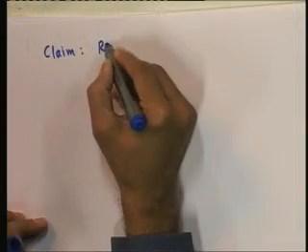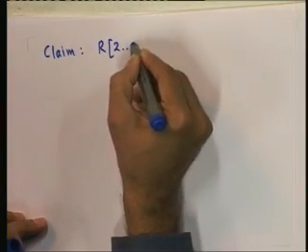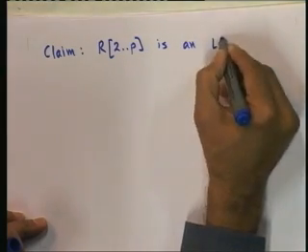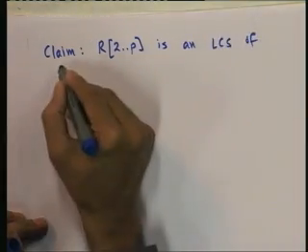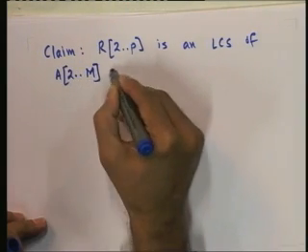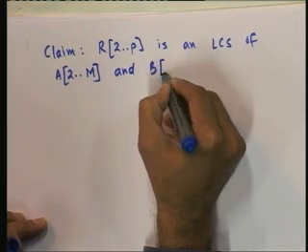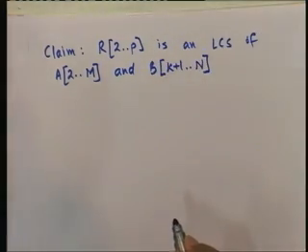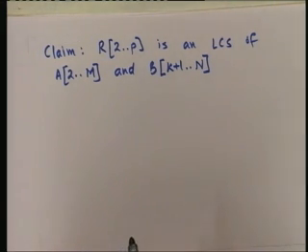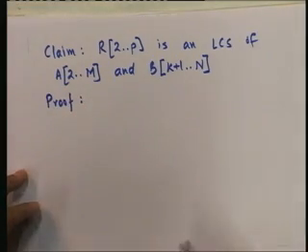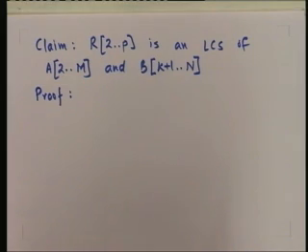My claim is R2 through P is an LCS of A2 through M and B K plus 1 through N, where K is, as we defined a minute ago, the index of the first occurrence of A1 inside B. Turns out that this claim is true, and the proof is not terribly hard either. The proof is by contradiction.